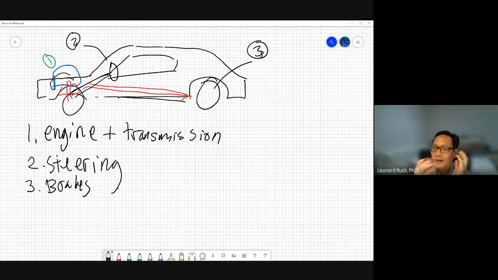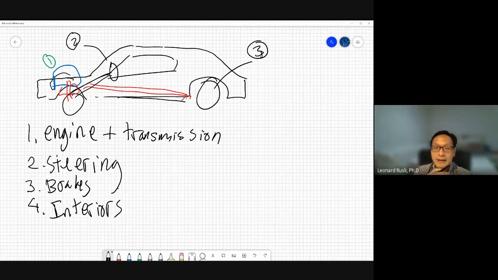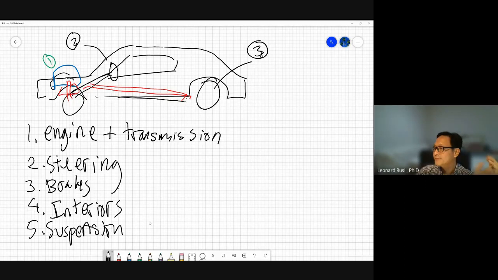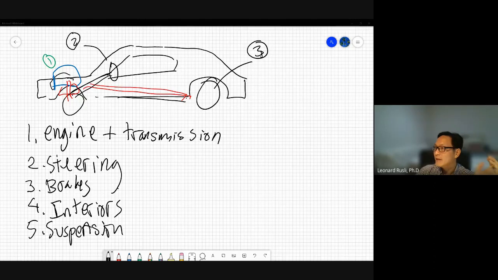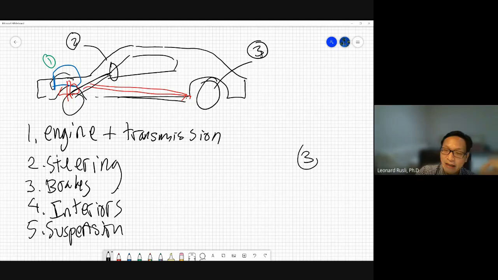Bangku, Pak. Okay, interiors. Interiors. Roda, Pak. Okay, roda udah di sana. Tapi what do you need? Suspension. Okay. What is the purpose of a suspension? Biar empuk Pak, biar nggak gatel. There are three purposes of a suspension.